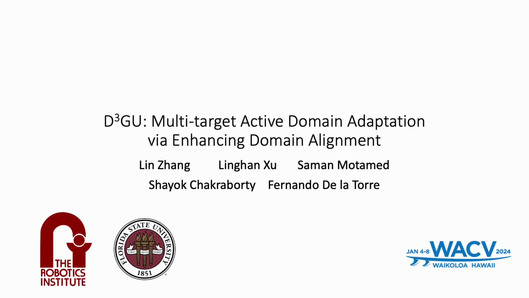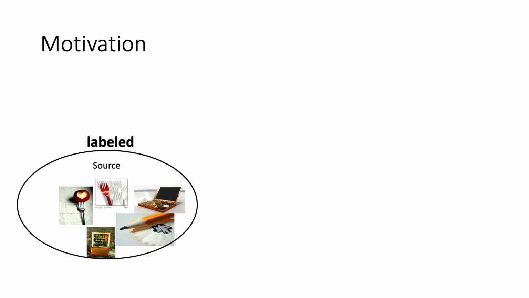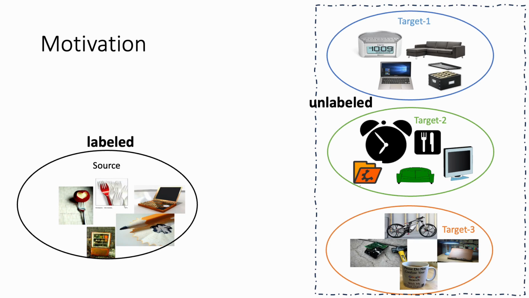Today, I'm going to present our paper accepted at the WACV 2024, D3GU, Multi-Target Active Domain Adaptation via Enhancing Domain Alignment. This paper aims to solve the multi-target domain adaptation image classification task. Suppose we have a labeled source domain and multiple unlabeled target domains. The goal is to transfer the classification knowledge from source to the targets.